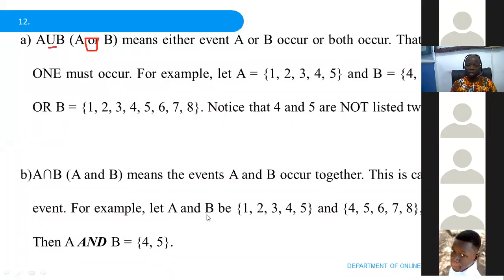For example, let A and B be 1, 2, 3, 4, 5, and then 4, 5, 6, 7, 8, respectively, which means that the first set there, 1, 2, 3, 4, 5 is set A, 4, 5, 6, 7, 8 is set B. So if you have A and B, A and B means A intersection B. Which members are in the first set and at the same time in the second set?